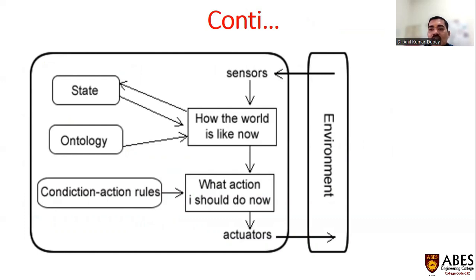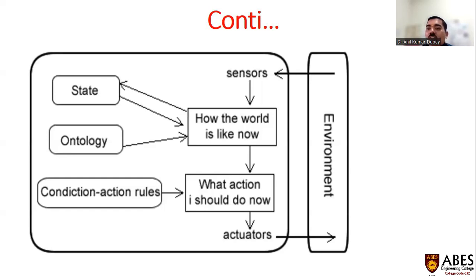The environment is just like a society, and the agent perceives information from the environment through its sensors. They analyze this information, how the world is like now, the current state, the historical perspective, everything. After that, they analyze what action they should do. They again apply condition action rules: if I do this, what happens? If I do this, what happens? They analyze every term. After that, they take the decisions by using actuators.